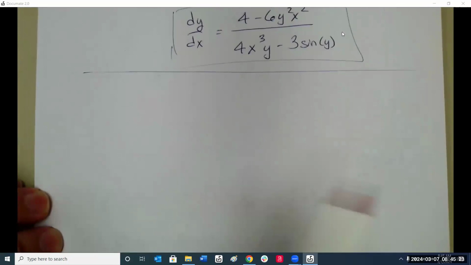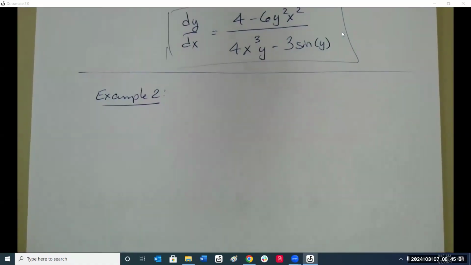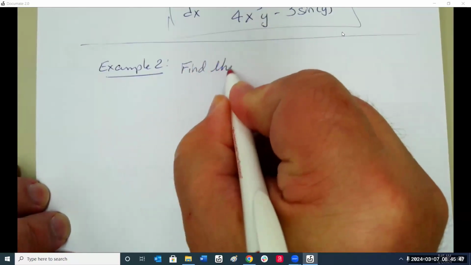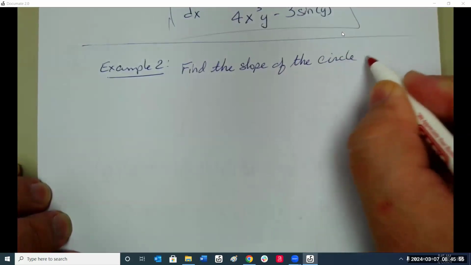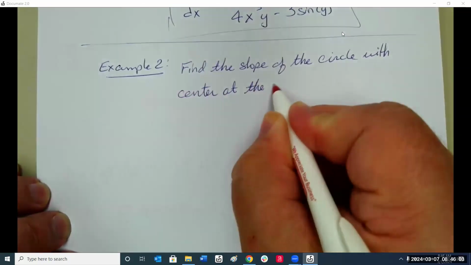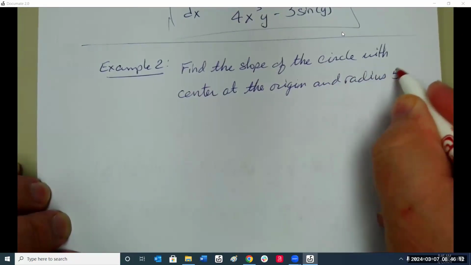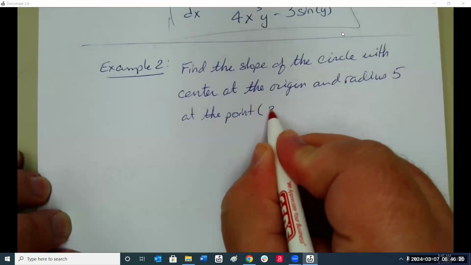Example 2. It says, find the slope of the circle with center at the origin and radius 5 at the point 3, -4. Find the slope of the circle with center at the origin and radius 5 at the point 3, -4.